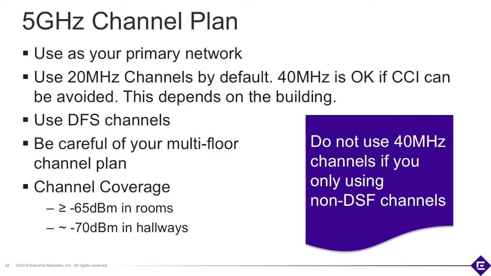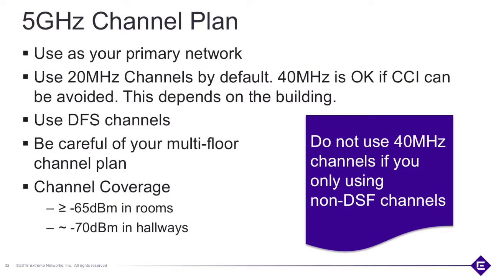And this depends on the building, because ultimately walls are our friends. So if we have really thick walls or walls that cause a lot of loss, you may be able to get away with 40 megahertz wide channels. This is because you're able to really control where that signal is. It's best practice to use DFS channels when possible, and I'll go over what DFS means on the next slide.